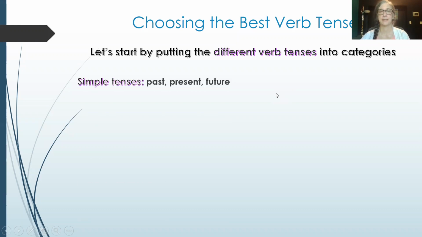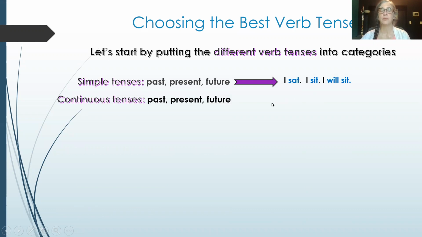Our simple tenses have a past, a present, and a future. And here are some examples. I sat, I sit, I will sit. So for your simple tenses, you've got three verbs: sat, sit, and will sit.